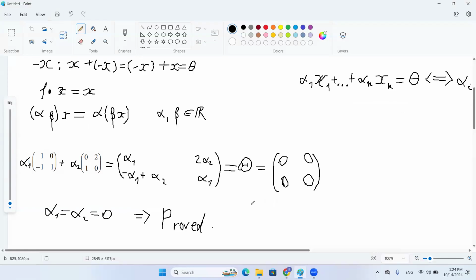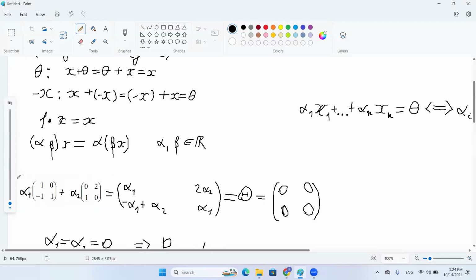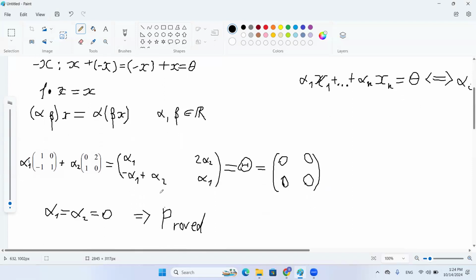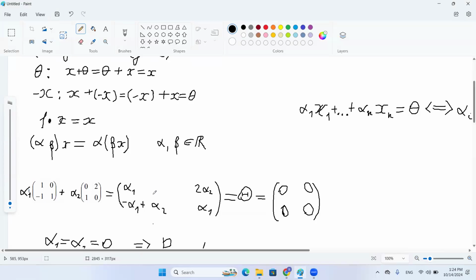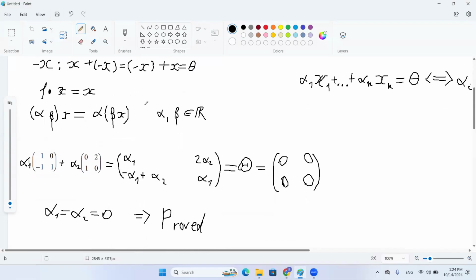We just write that it's proved that this system is linearly independent. Don't forget to write the conclusion. So why were you doing such operations? If you write that it's proved, it means that you finished solving the task. Any questions maybe about this exercise?